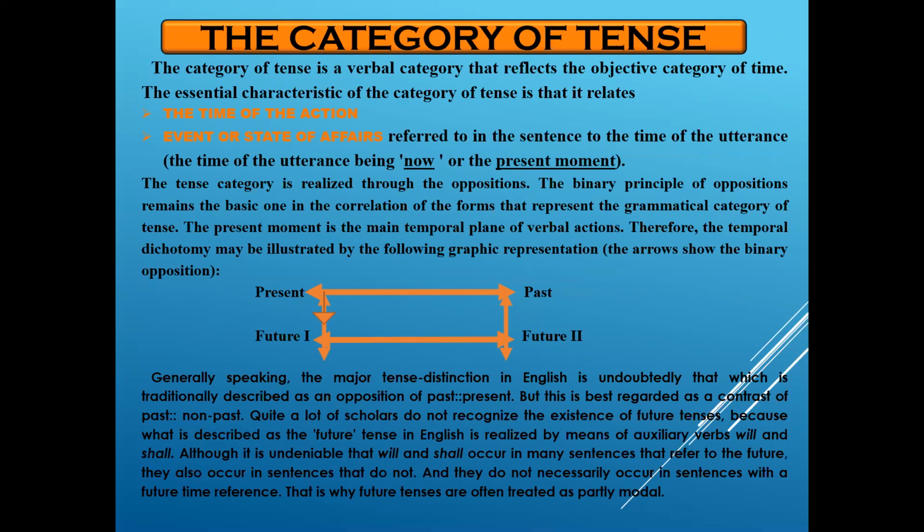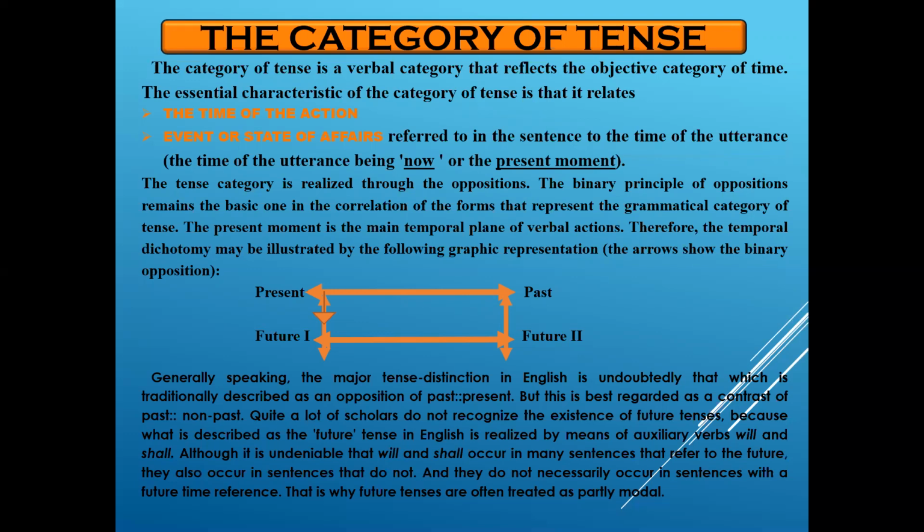The category of tense is a verbal category that reflects the objective category of time. The essential characteristic of the category of tense is that it relates the time of the action, event or state of affairs referred to in the sentence to the time of the utterance. And the tense category is realized through the opposition present, past, which is a binary principle of opposition and remains the basic one in the correlation of the forms that represent the grammatical category of tense.